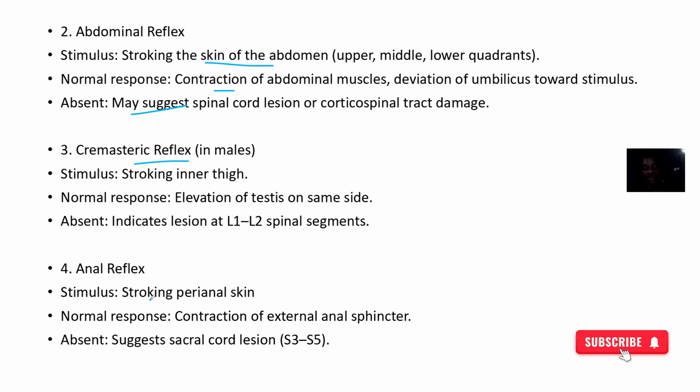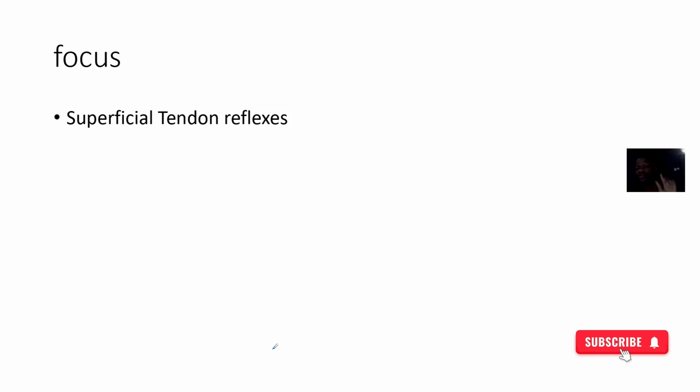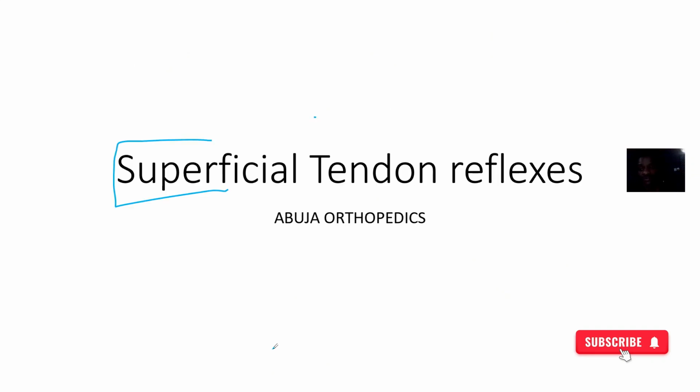So we also have the anal reflex, where you stroke the perianal skin. So normally there should be contraction of the external anal sphincter. Okay, but in some people that have issues in the sacral cord, there's absence of that reflex. So in orthopedics, most especially, these are the most important superficial reflexes that we look at.